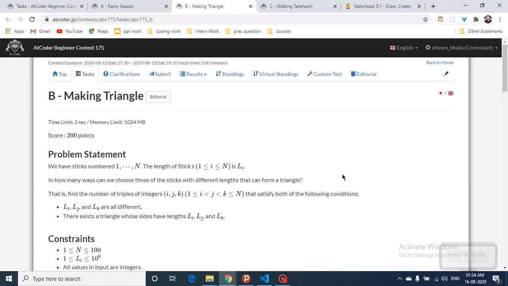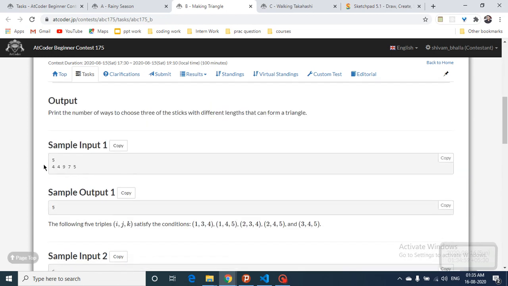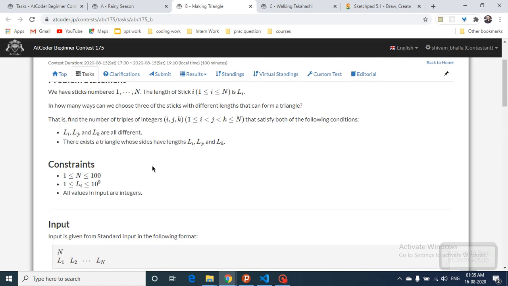A same question occurred yesterday also in a Codeforces question, in which they asked how many triangles you can form, and the same type of question in which you have to choose 3 different lengths of sticks, and then you have to form a triangle. So what you can see here is you are given an array of stick lengths, and then you have to choose 3 sticks which have different lengths also, such that they will form a triangle.